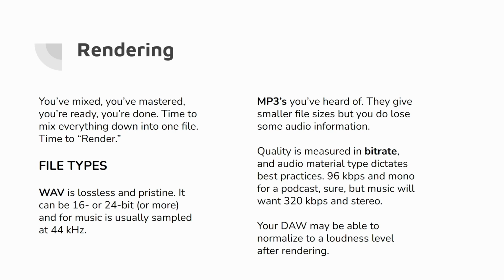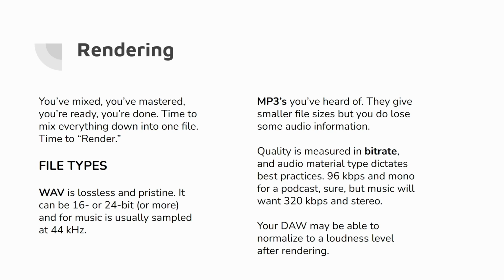MP3s you've heard of. These will give smaller file sizes, but you do lose some information. It's like a JPEG for pictures, where they'll use math to tell you there's going to be 4 red pixels instead of this pixel is red, this pixel is red, this pixel is red. In the same way, it's ways of crunching down the amount of data that's used, but still getting pretty much the same result when it's expanded back out.